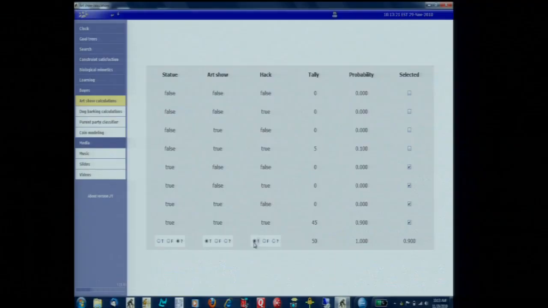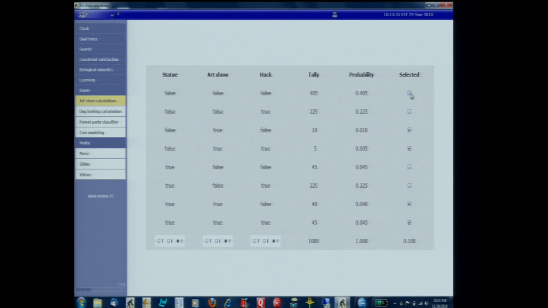And if I know there's a hack as well as an art show going on, it goes up higher still to 0.9. But we can also do other kinds of things. For example, we can go back to the original table, and instead of counting up the probability that we've got a statue, as we just did, we're going to calculate the probability that there is an art show. I guess that would be that one and that one. Not that one, but that one. So the probability there's an art show is 1 chance in 10.